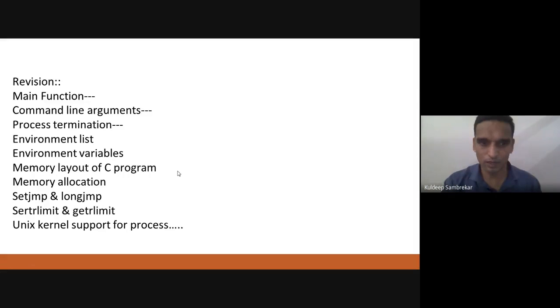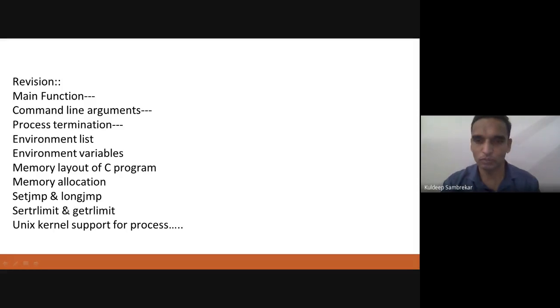and command-line arguments. Then memory allocation: malloc, calloc, realloc, and alloca. Setjmp and longjmp is the extension of goto and label, which can jump across the functions, for which I gave an example. setrlimit and getrlimit.